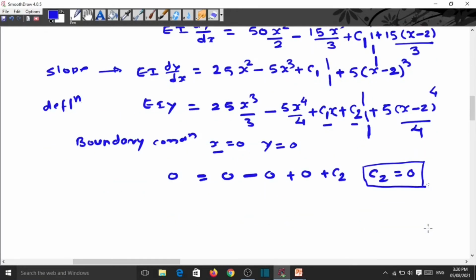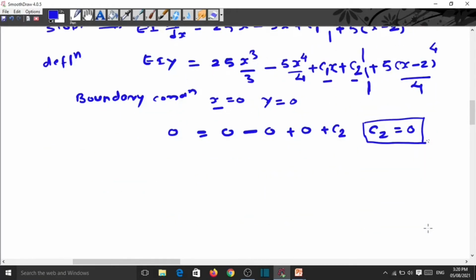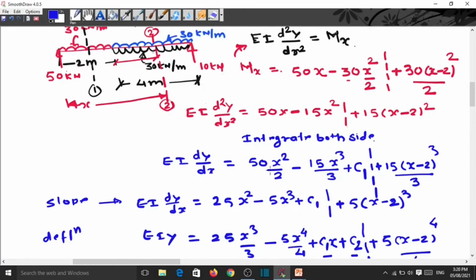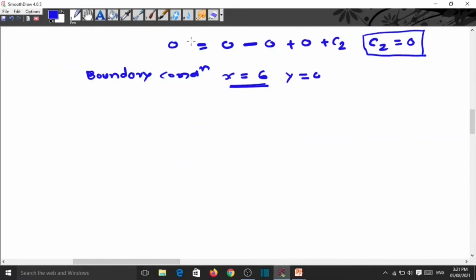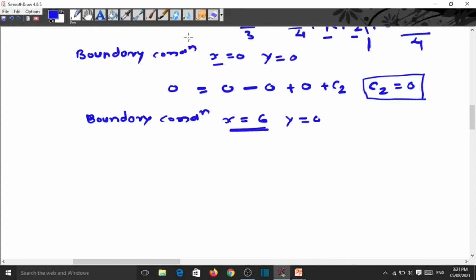The next step is to apply the second condition, the boundary condition, that is x is equal to 6, y is equal to 0. It means we are putting x equal to 6, so we are reaching the support. So here again the deflection is 0.